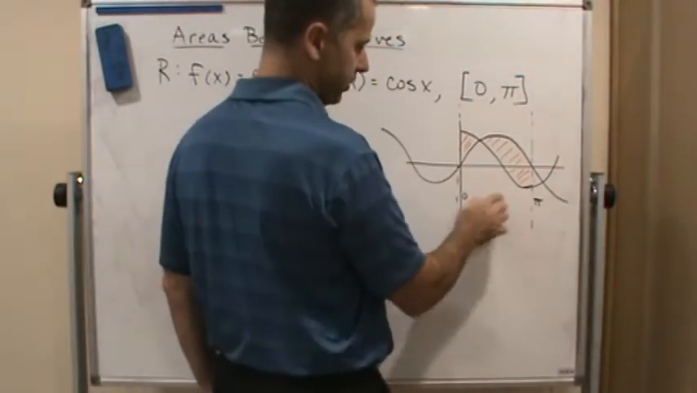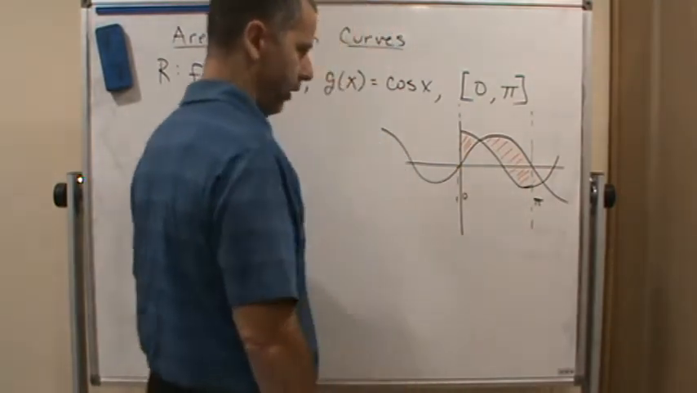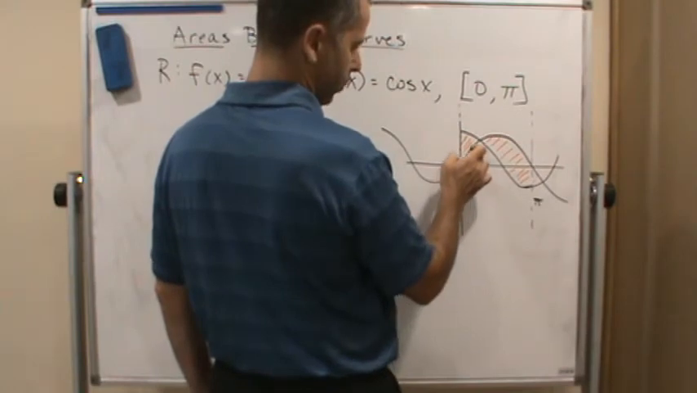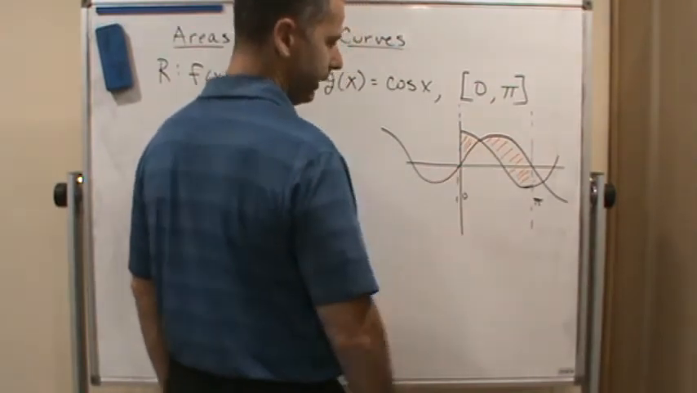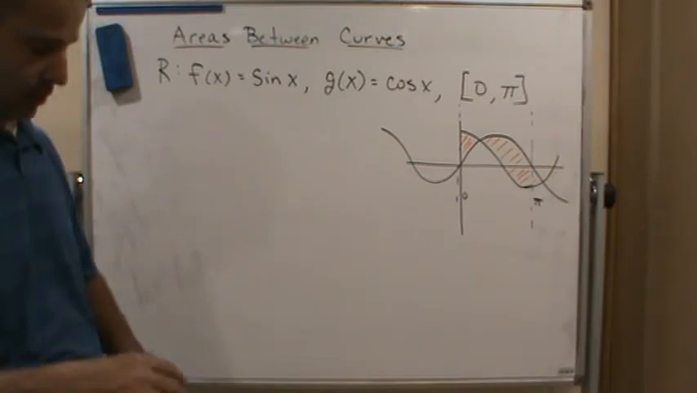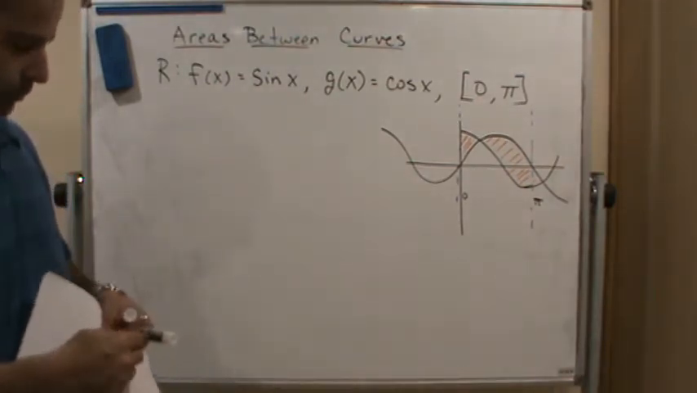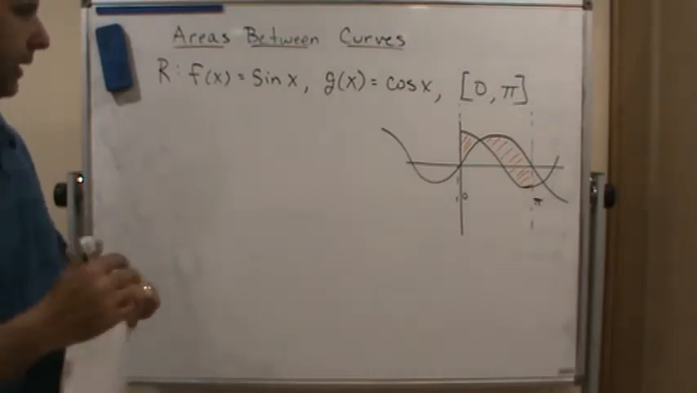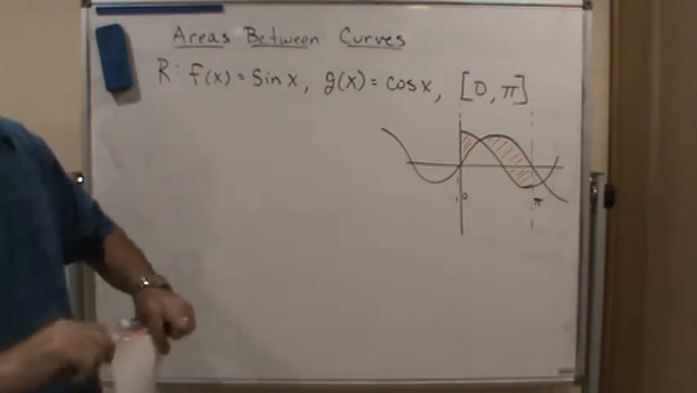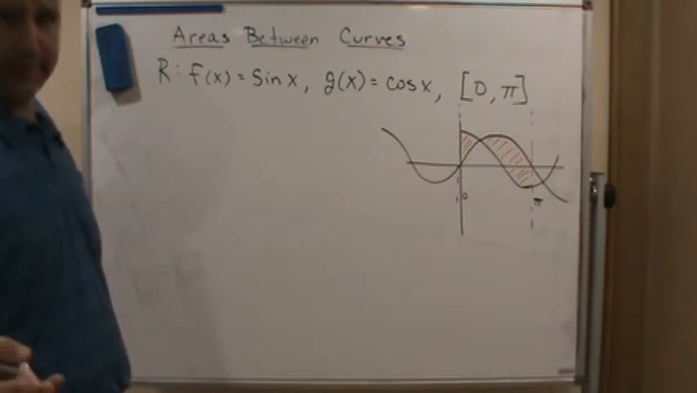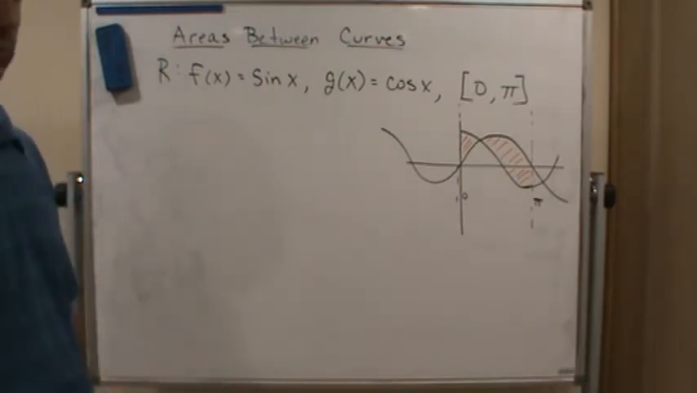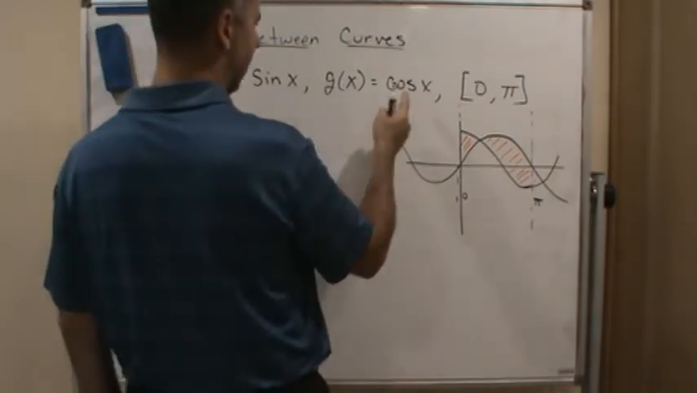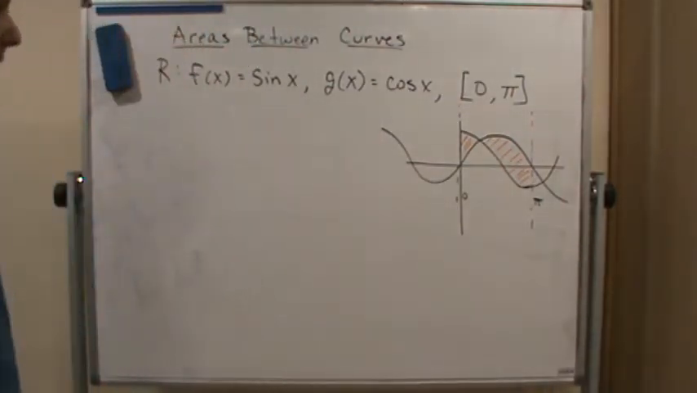I sketched the graph here. This is the area we're interested in. Notice that the sine curve switches right here, so we need to find out where they intersect. Where do sine and cosine intersect? If you don't know, you have to figure that out, and on the exam you're not going to have your calculator. So at what angle are sine and cosine the same?